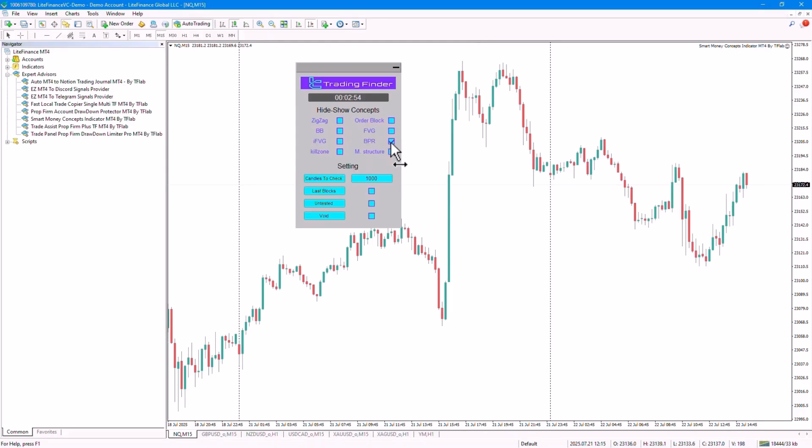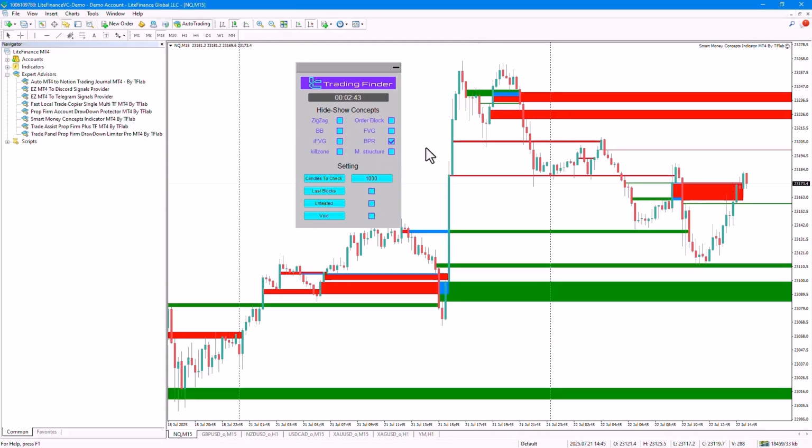The next option is related to BPR, or balance price range. By enabling this option, the indicator starts to identify and display the equilibrium price zones, showing them on the chart.